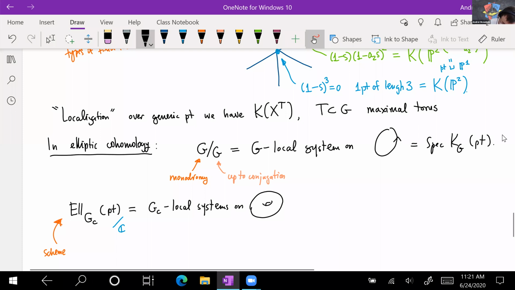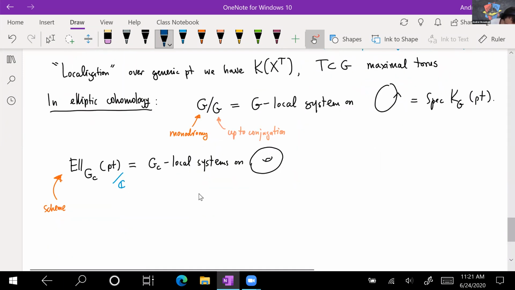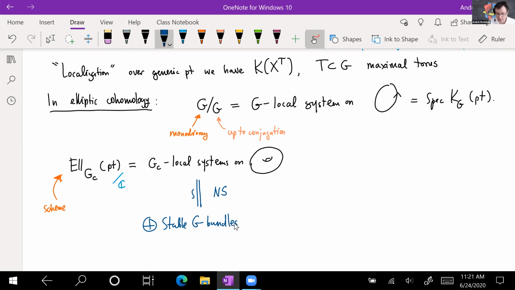But Narasimhan and Seshadri will tell us that this is the same as direct sums of stable G bundles. So this is for arbitrary surface, but in particular for elliptic curve. So this is kind of silly case, g equals 1 case. It's an interesting theorem for high genus, but it's on an elliptic curve of degree 0, right? And now this is now a complex elliptic curve.